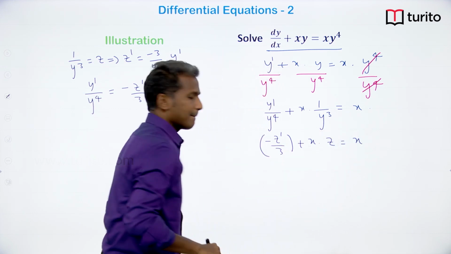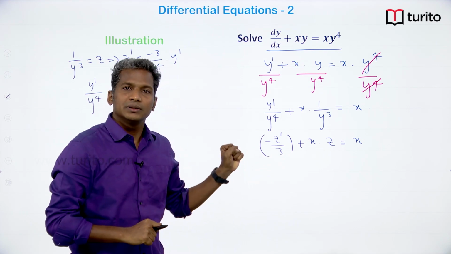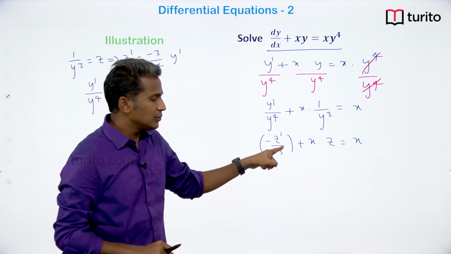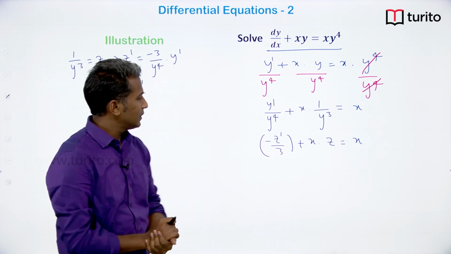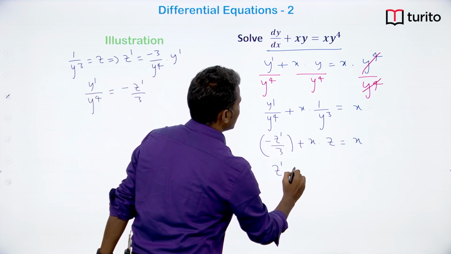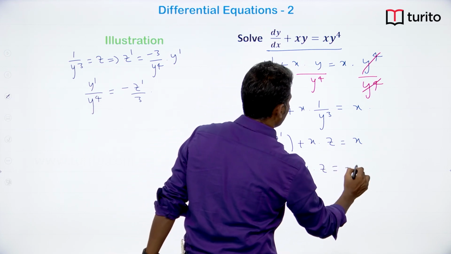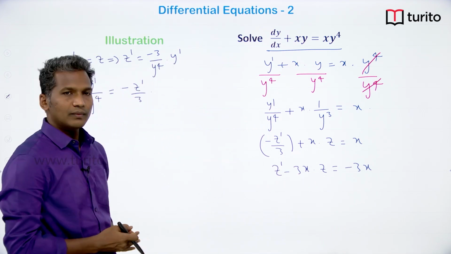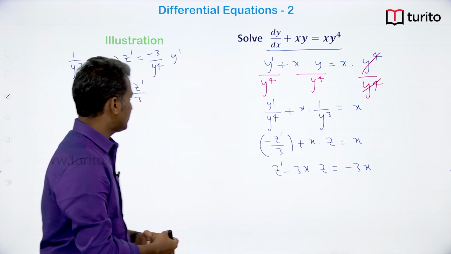Now this is in the standard form of the first order linear differential equation, but we have to multiply with minus 3 to convert this into that form. So when we multiply with minus 3, we are going to get z dash minus 3x into z equal to minus 3 into x. So we got one form here. What is our next step? Go for the integrating factor.